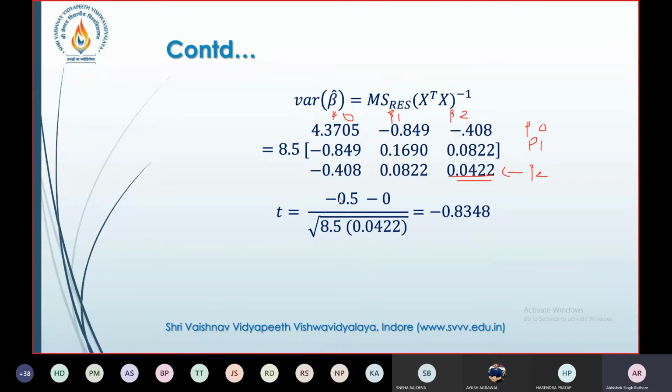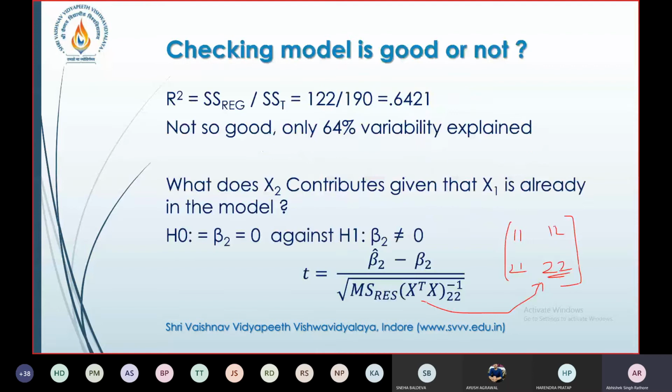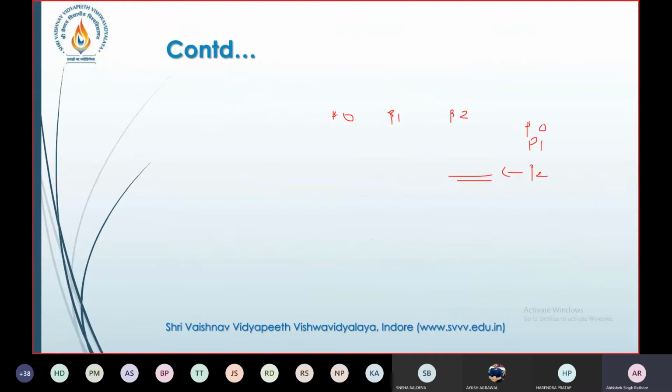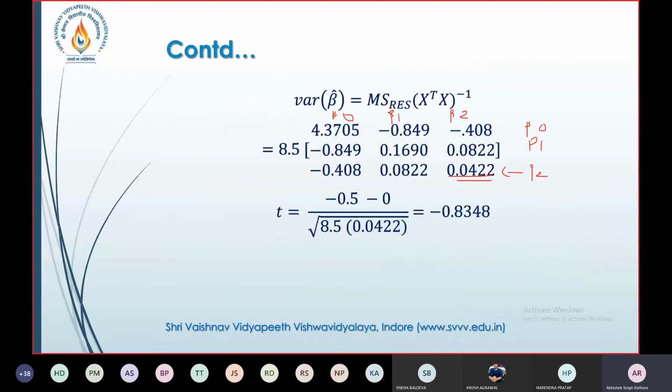So this is by this formula: beta 2 hat minus beta 2 upon the standard error of beta. So this is my formula for calculating my t value. So my t value is equal to minus 0.8348. Fine. So again we are calculating the tabulated value. So my tabulated value is t 0.05.